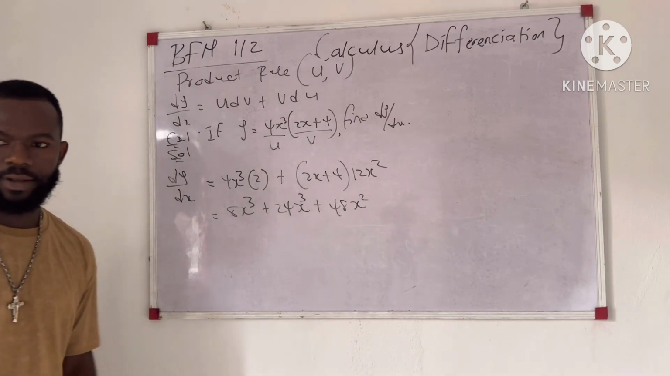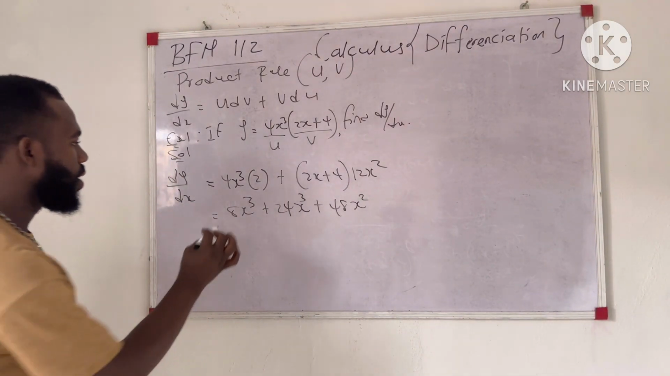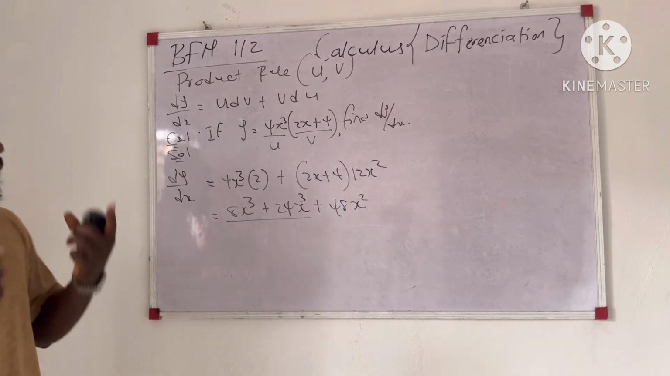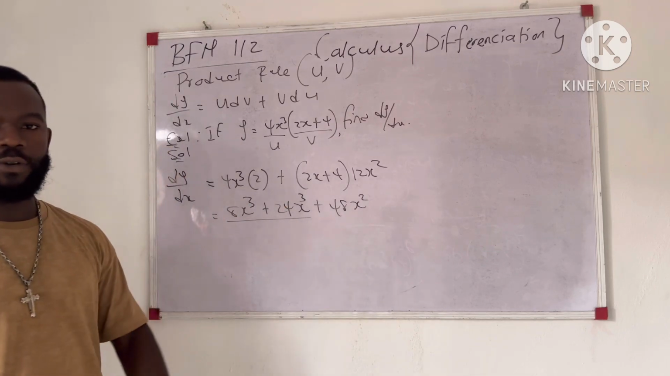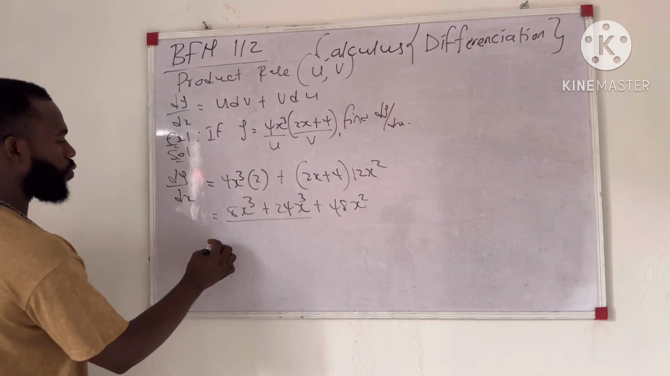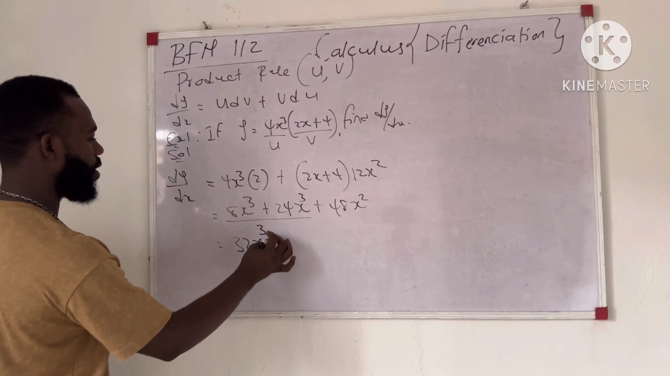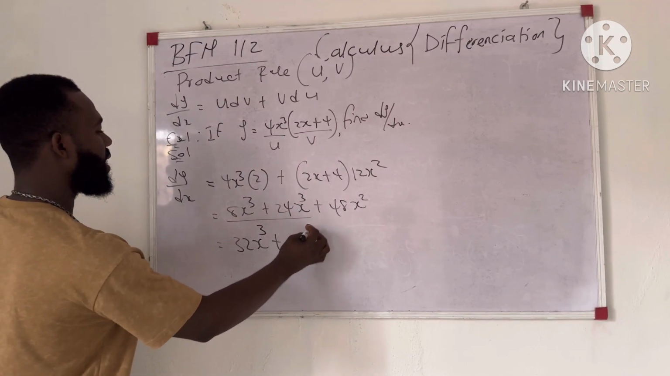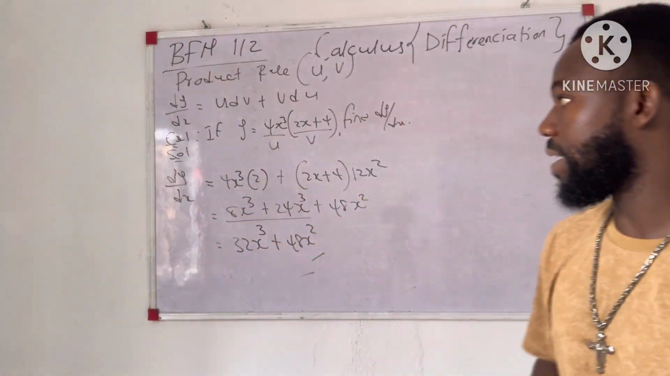Our x squared. Now we can't leave our answer like this, because something can be done here. What can be done? These two can be added. Why can they be added? Because the powers are the same. So I will just say 8 plus 24. 8 plus 24 gives us 32. So our final answer becomes 32x raised to the power 3 plus 48x raised to the power of 2. That is the answer to that question.